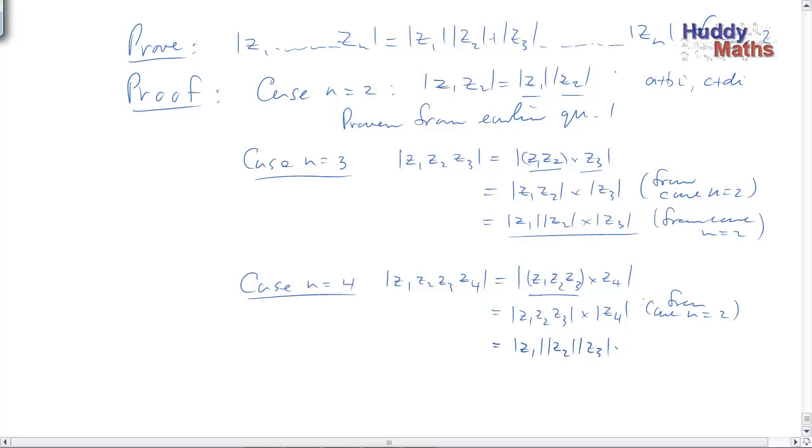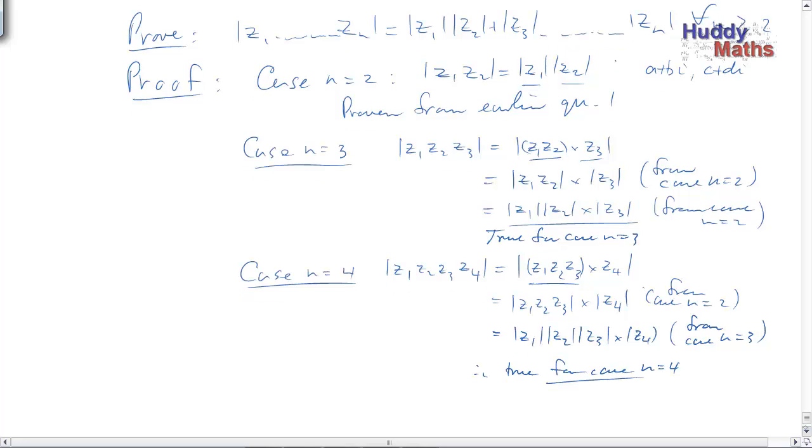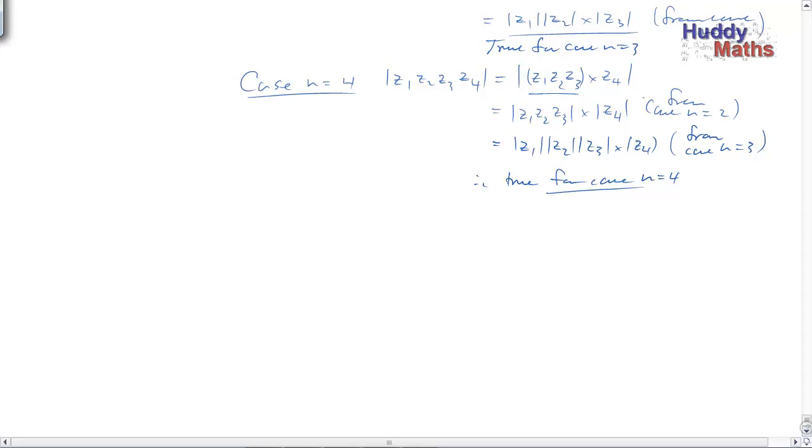We're building, aren't we? We're building, and this was from case n equals 3 above there. Okay, so here, really should go back and put true for case n equals 3. Therefore, true for case n equals 4. Put that. Let's go down a bit here and keep going.